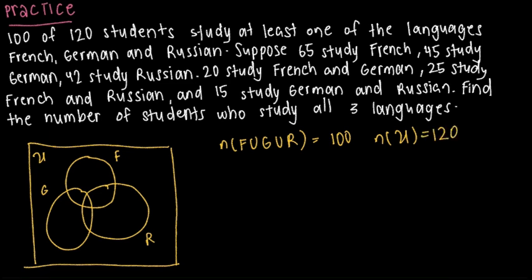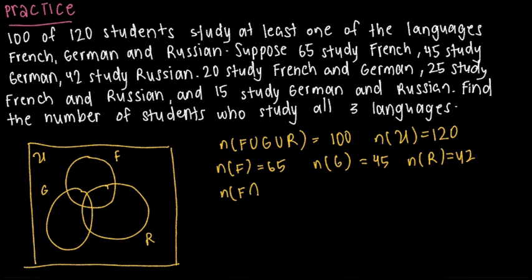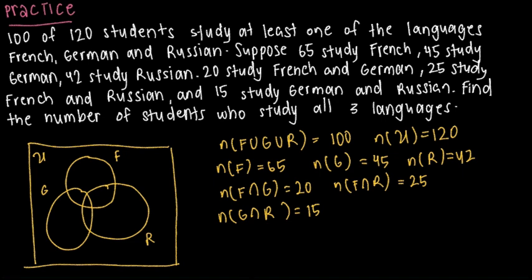And the total number of students is 120. So that's our universe. If you think about it, intersection is kind of like "and" and union's kind of like "or", which is translating that into sets from English. And yeah, this is what we're supposed to find.